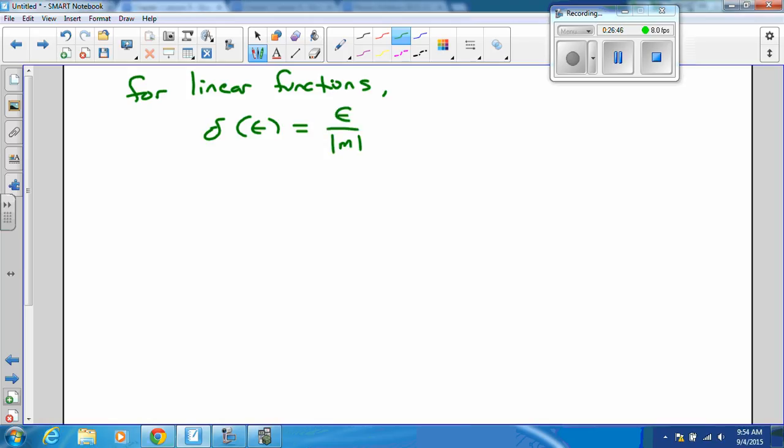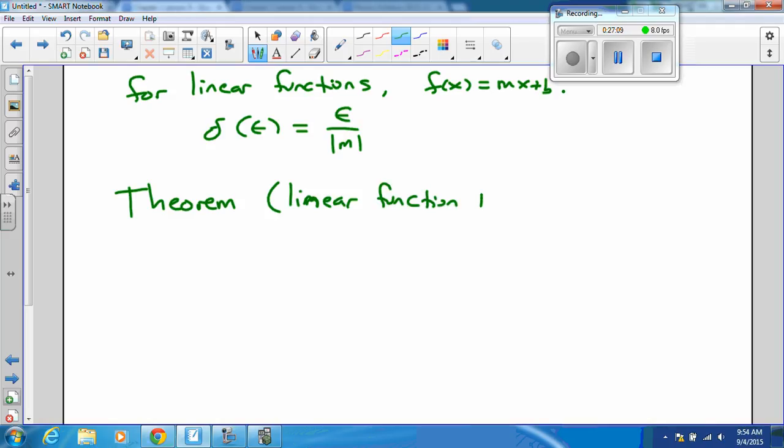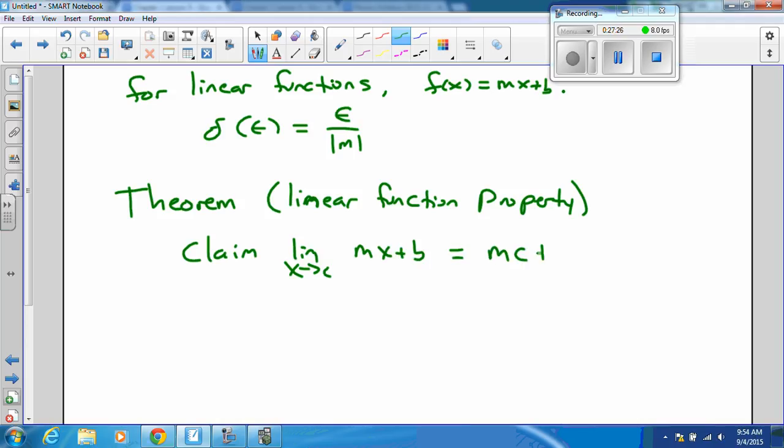For linear functions, a suitable value of delta is going to be epsilon divided by the slope of the line, and really the absolute value of that slope. And we can summarize that with our very first theorem, which we will call the linear function property of limits. The linear function property.